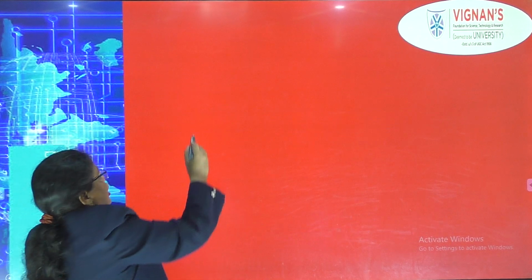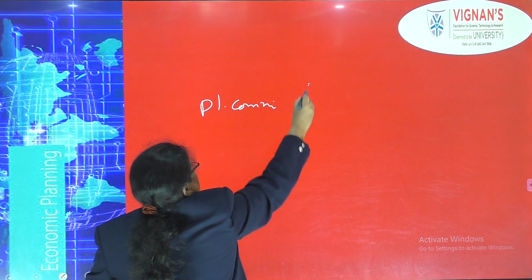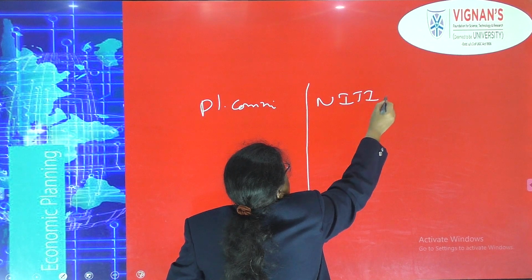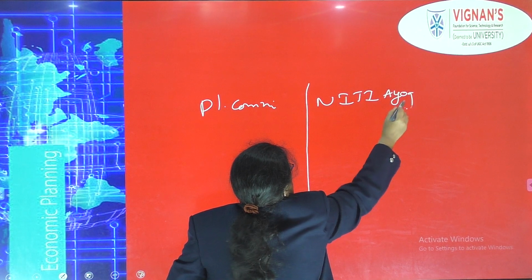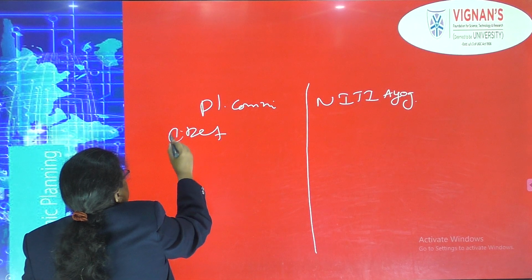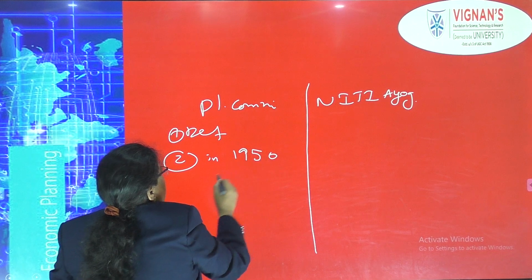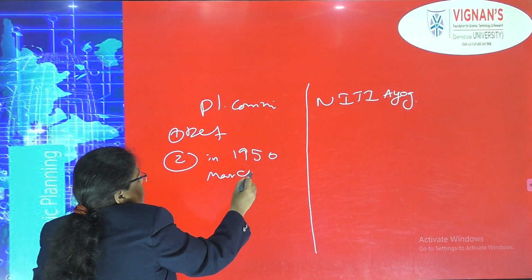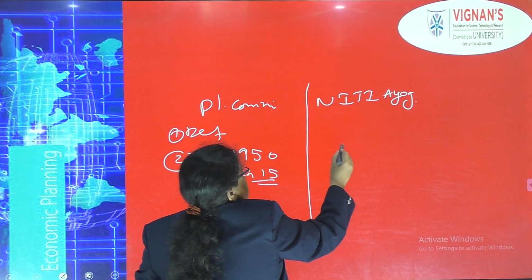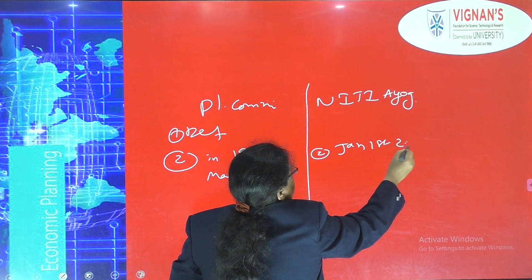Differences between Planning Commission and NITI Ayog. Definition I have already explained. Planning Commission was established on 1950 March 15th. NITI Ayog is on Jan 1st, 2015.